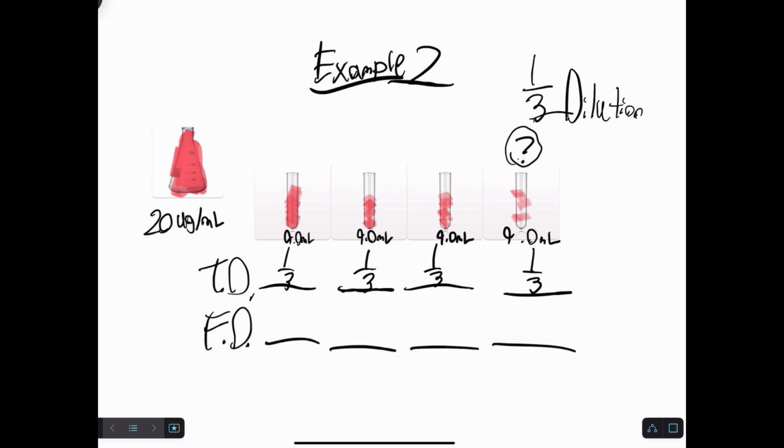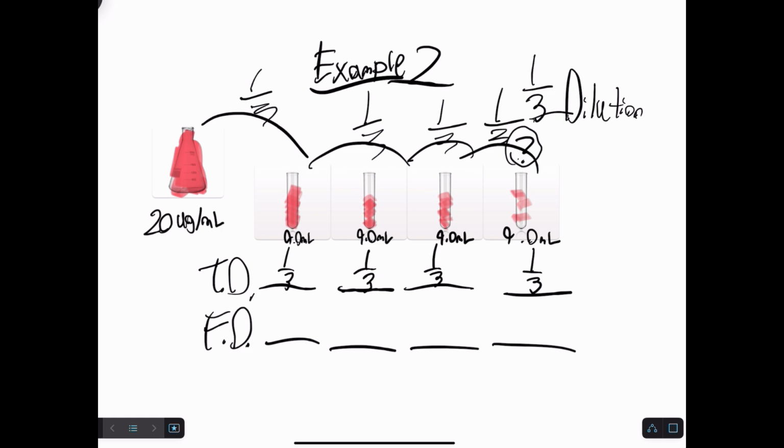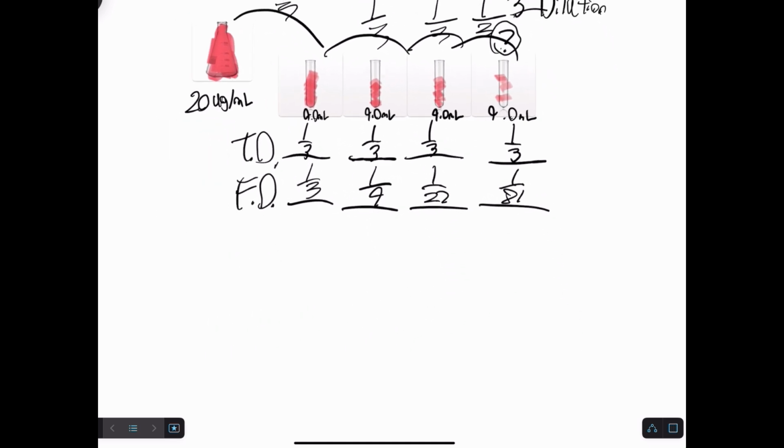Now that you have solved the answer, we are going to go through it. So we have our total dilution factor here. We all know 1/3, 1/3, 1/3, and then 1/3 again. So what was our final dilution factor? 1/3 here, 1/9 here, 1/27, and then 1/81. If you had any trouble getting to this part, please go back or rewind the video and watch the other steps again.